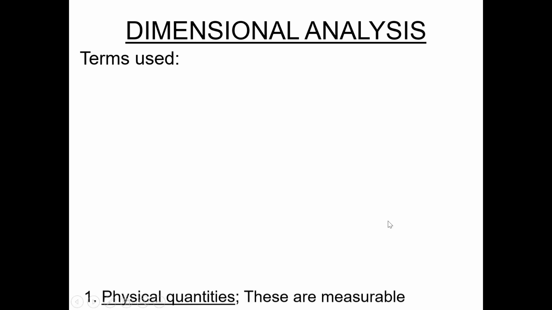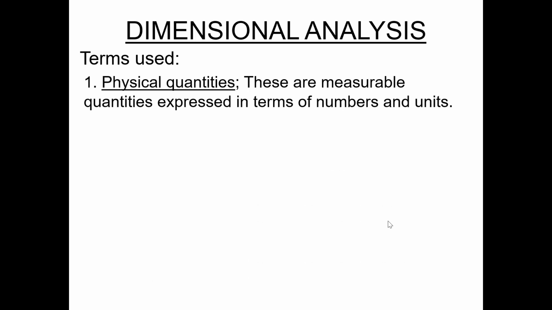So the first term that we're going to be looking at is a physical quantity, and we define a physical quantity as that measurable quantity that can be expressed in terms of numbers and units. For example, mass, length, time, acceleration, speed, very many of them. So long as you can quantify it, so long as you can measure it and express it in terms of a number and a unit, we call that one a physical quantity.